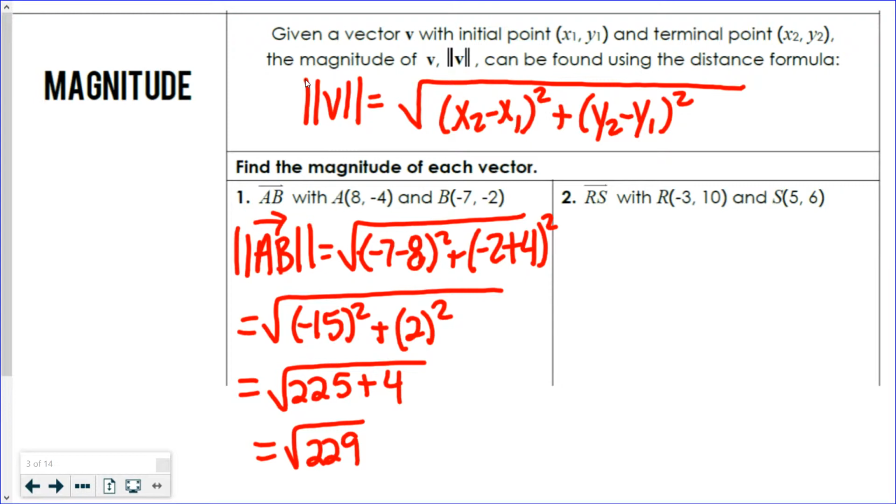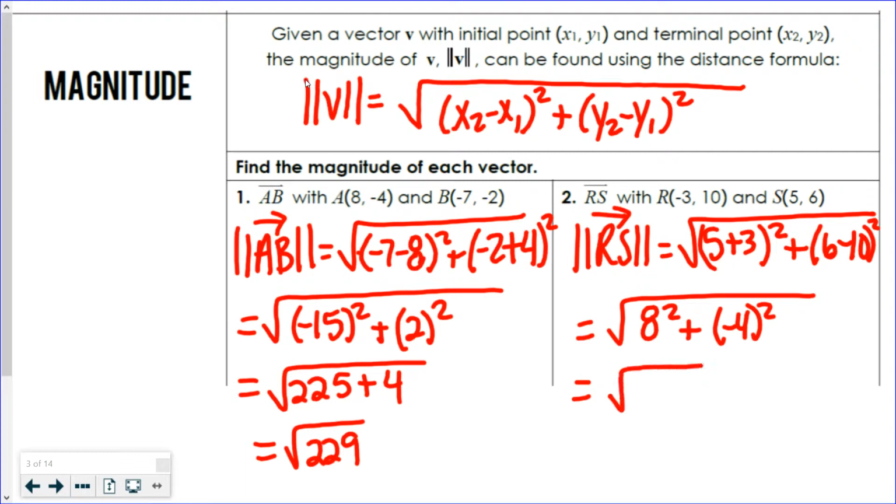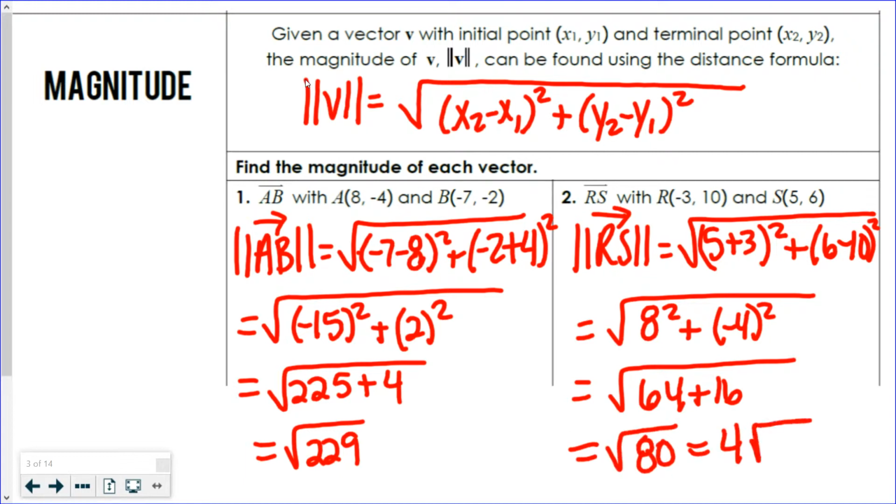All right, for RS, the magnitude of RS, written like that, would be the square root of 5 minus a minus 3, which becomes positive 3, squared, plus 6 minus 10 squared. That's the square root of 8 squared plus -4 squared. This would be 64 plus 16, which is the square root of 80. And that simplifies down to 4 square root 5.